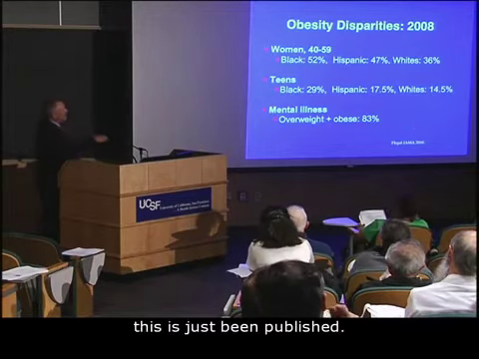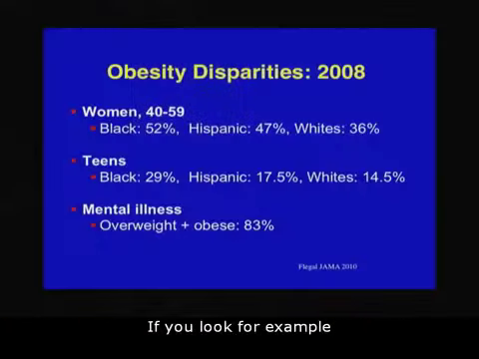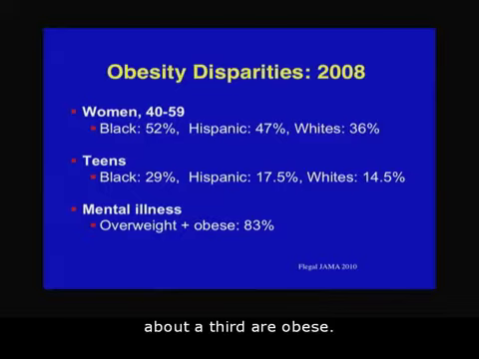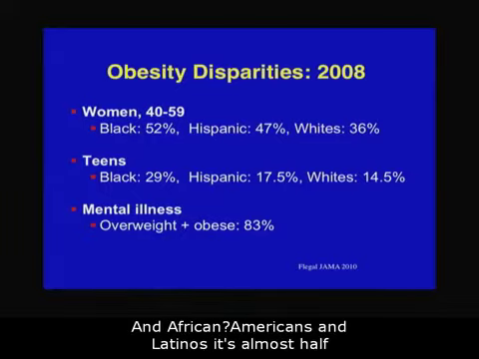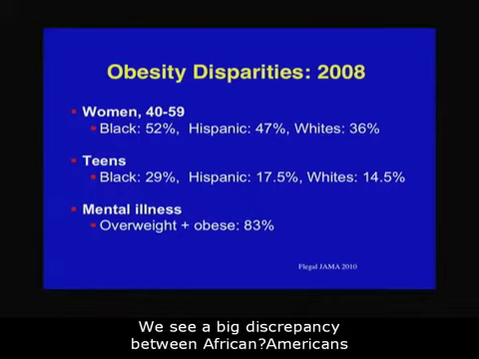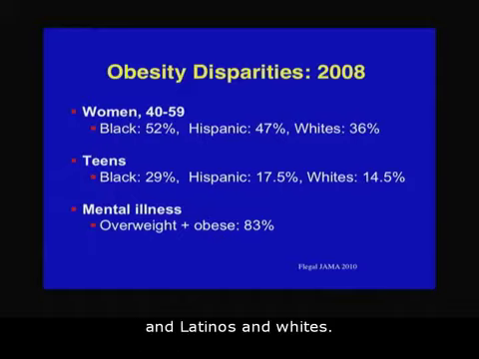Again, this has just been published. If you look, for example, at middle-aged women, in whites, for example, about a third are obese. In African Americans and Latinos, it's almost half, or over half in this case. Same with teenagers. We see a big discrepancy between African Americans and Latinos and whites.